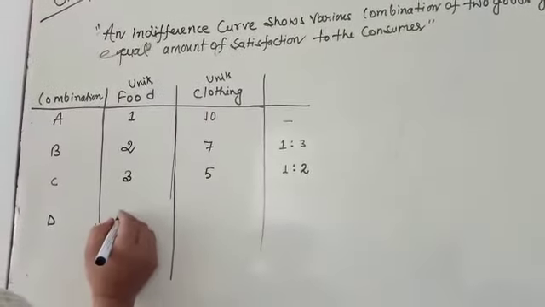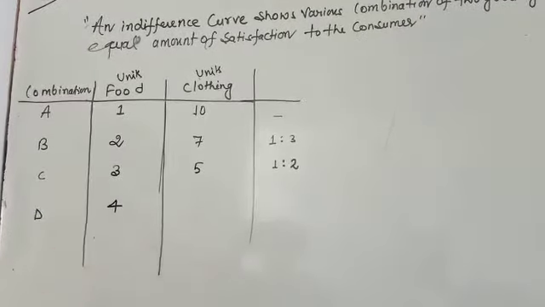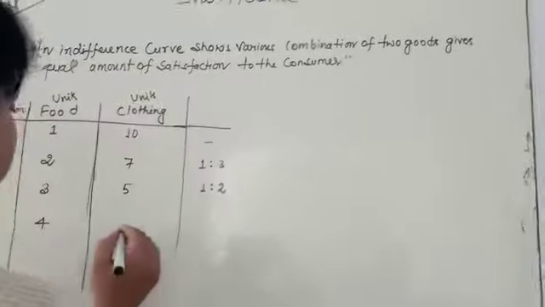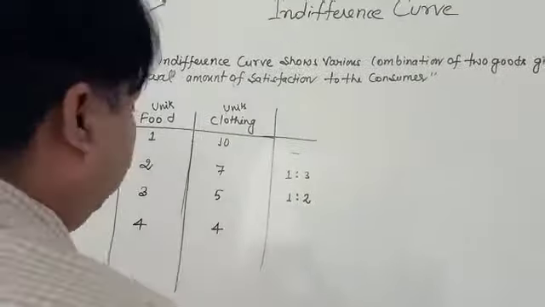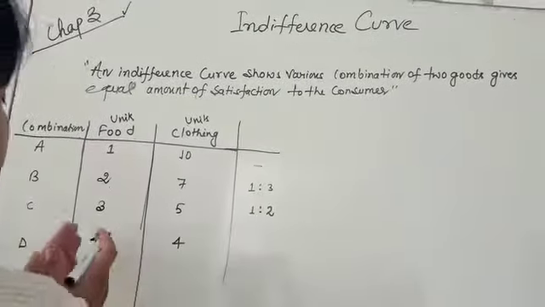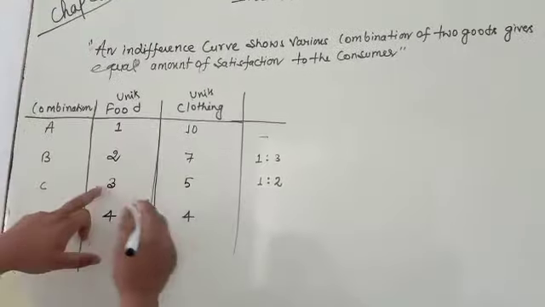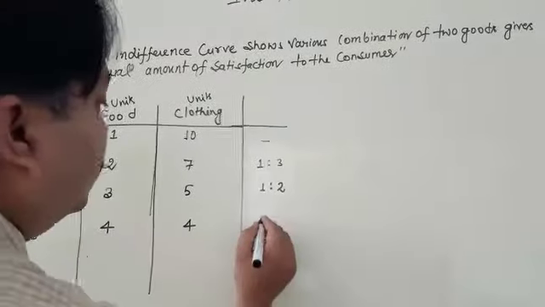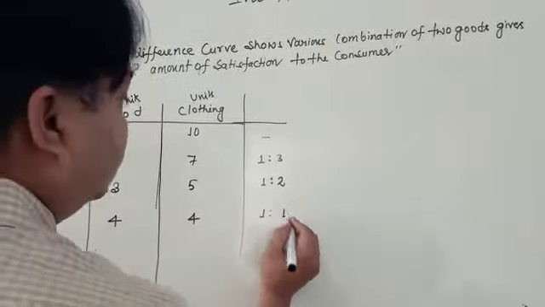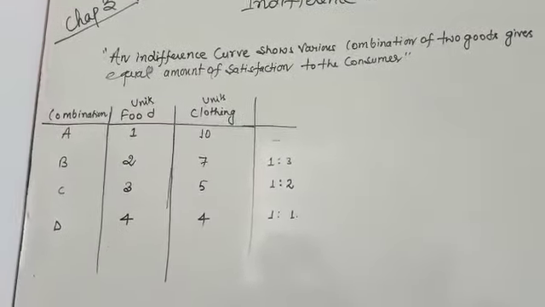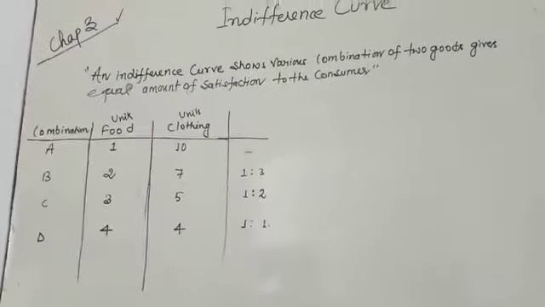Okay. The next combination is D. In combination D, the consumer is going to take 4 units of food and 4 units of clothes also. So it is simple. Again, what is the substitution? 3 to 4, 1 unit of substitution, 5 to 4, 1 unit of substitution. So my dear students, this is the combination.